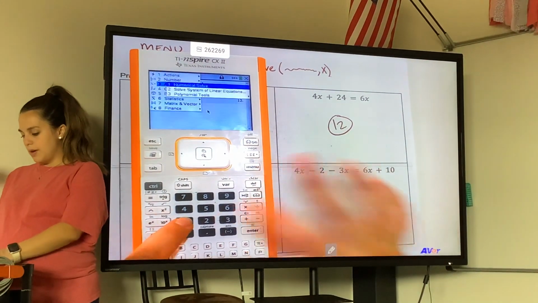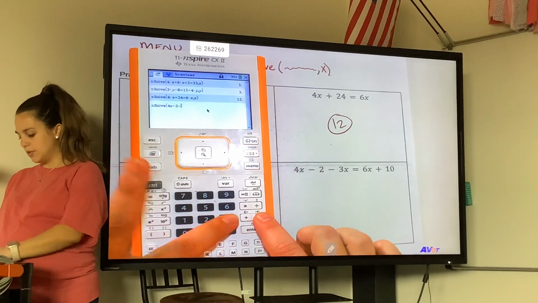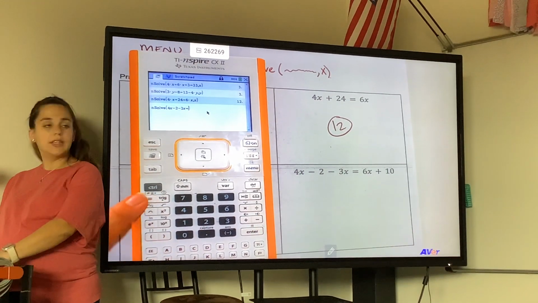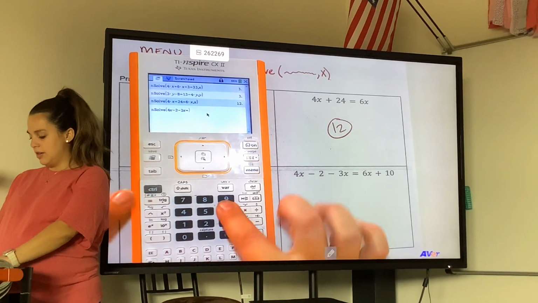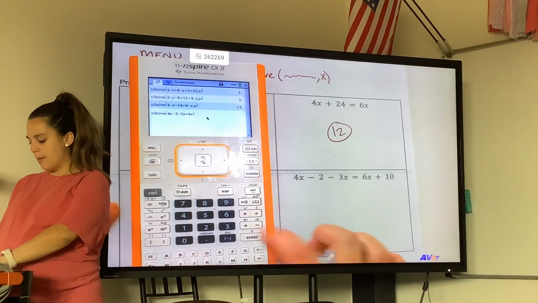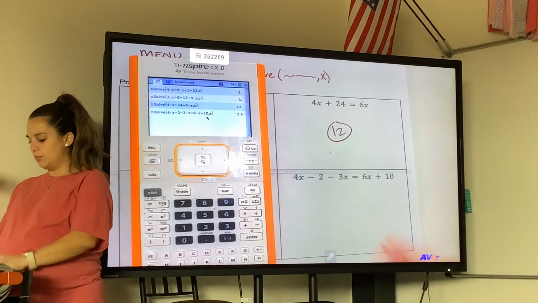So menu 3, 1, 4x minus 2 minus 3x equals symbol, which is right here. It's not the enter. All right, 6x plus 10, comma x. Negative 2.4.